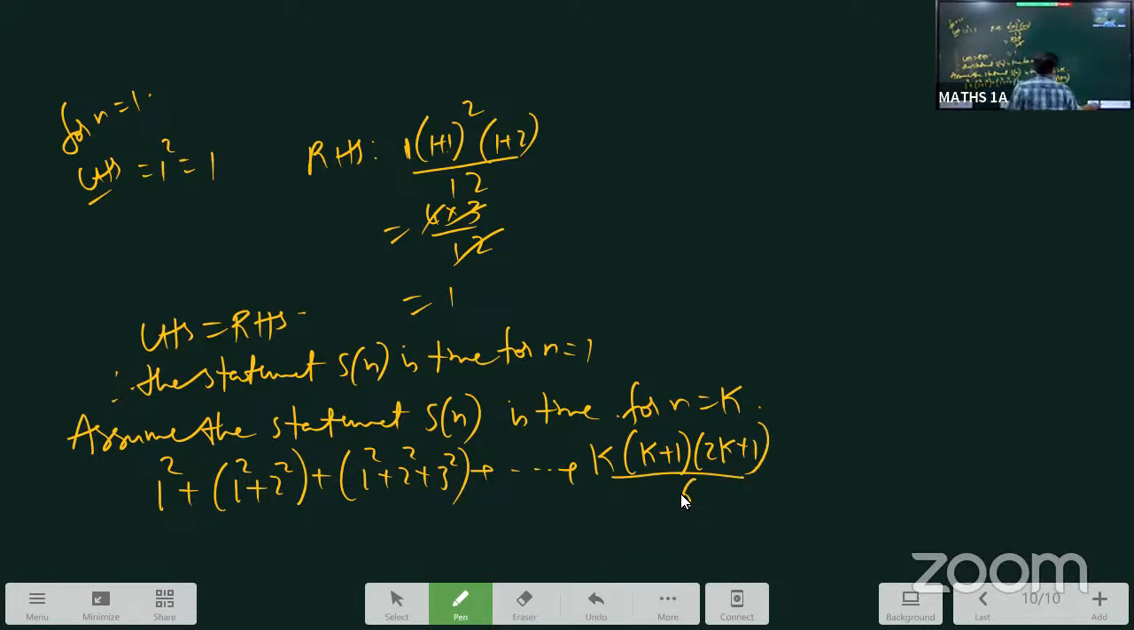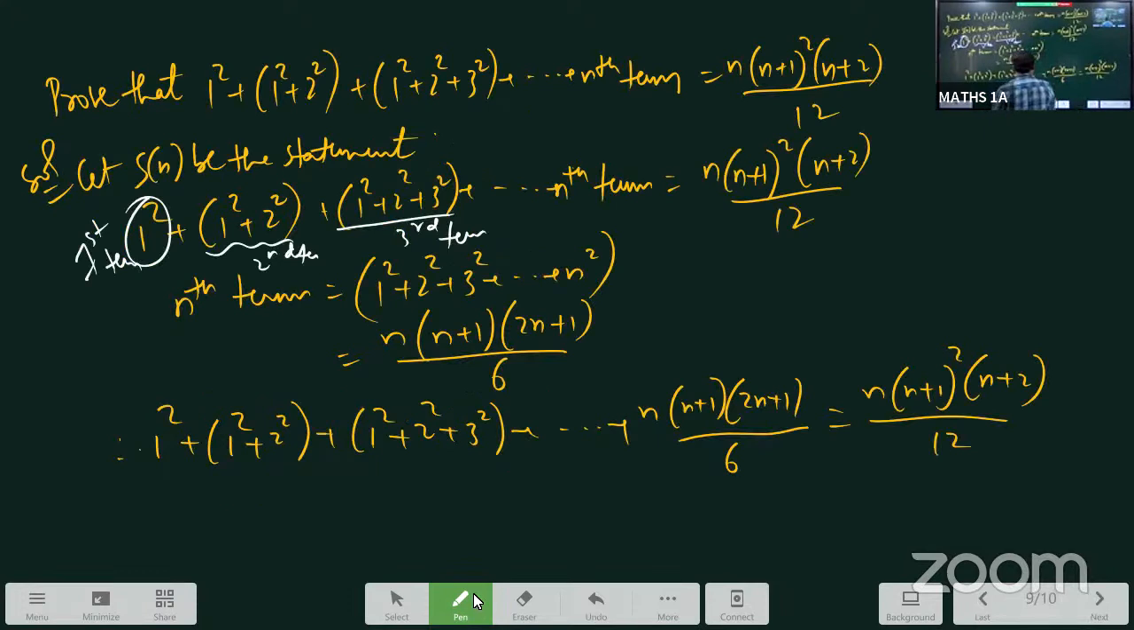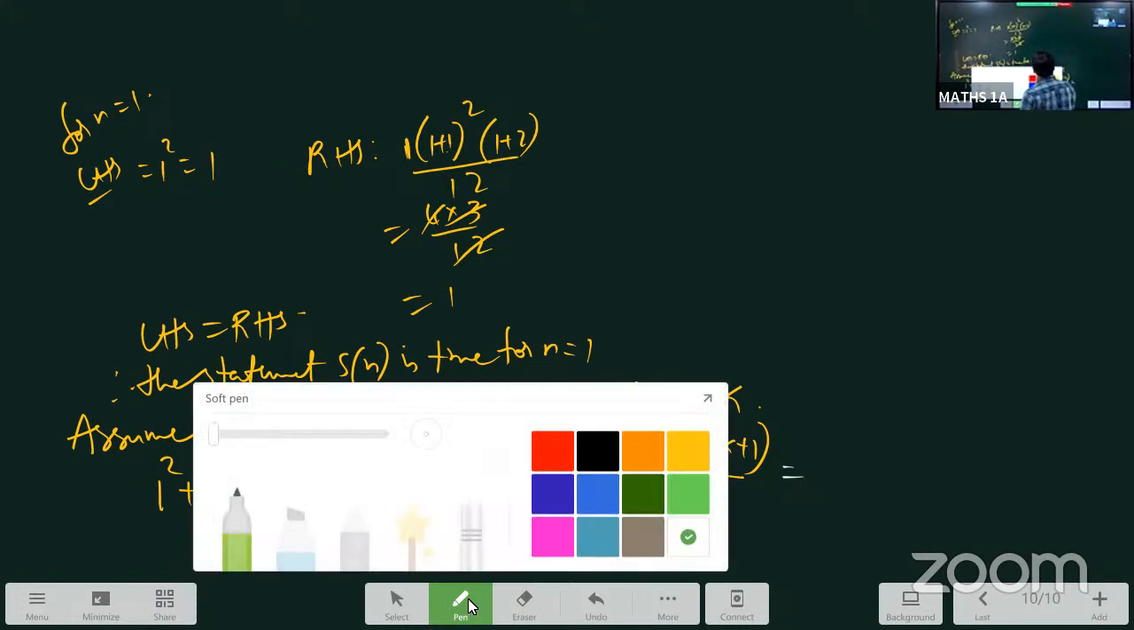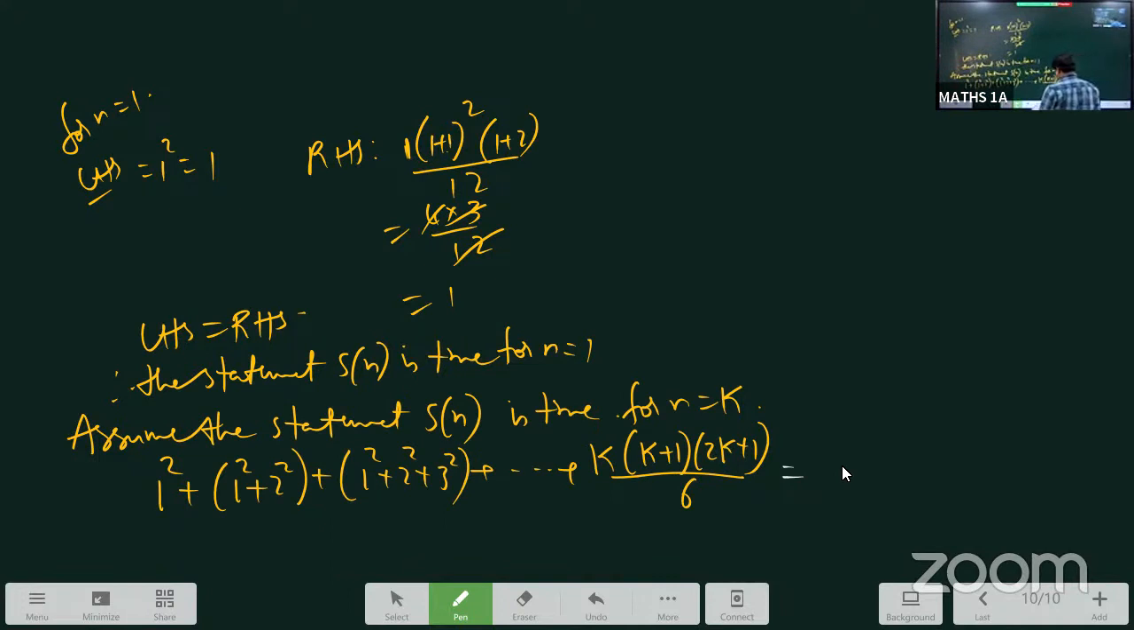Correct, no? I said this is your nth term. In this nth term, you put n as k. That only I did here. That is equal to, this side also you are going to put the same thing. What is that? k into k plus 1 whole square into k plus 2 divided by 12.